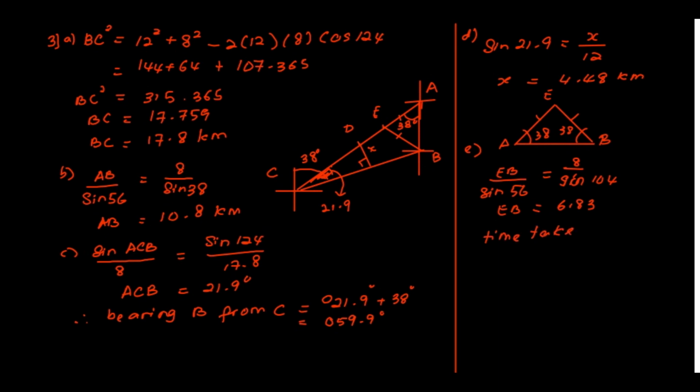So therefore the time taken: the distance is 6.83, the speed is 5 km per hour, so 6.83 divided by 5 km per hour, we get 1.367. So the time in minutes is 1 hour 22 minutes.